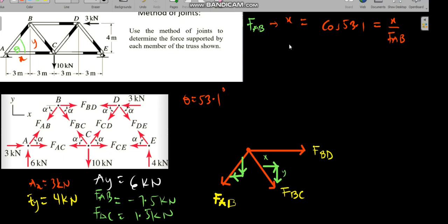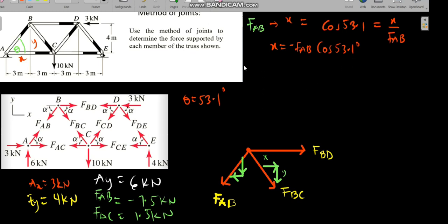If I make x the subject, this gives me the x component to be FAB cosine of 53.1 degrees. By looking at this, you see that the x component is moving in the direction opposite to the x axis, so the x component will be negative. So I'll negate this here, and you get negative FAB cosine of 53.1.